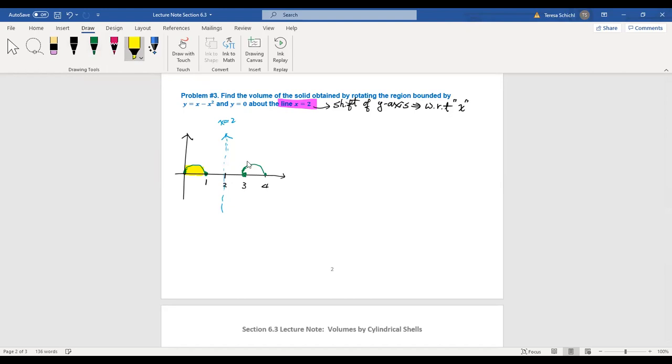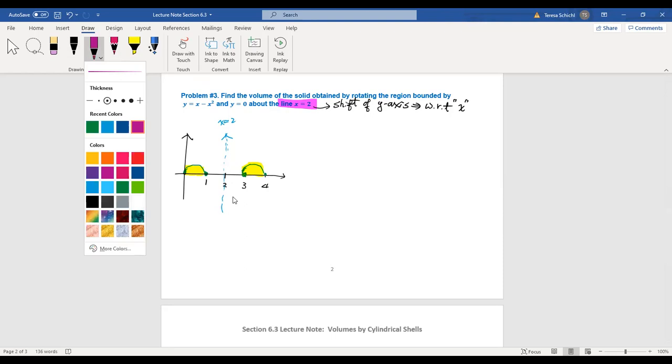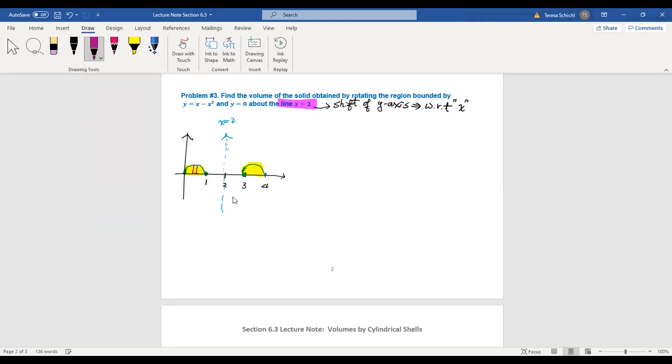And now I'm looking for the volume generated by rotating this yellow thing here. So now we're doing the shell method, which means I'm peeling off. Because it's with respect to y, even if I say x equals 2, really it's a shift of the y-axis, right? So this will be my little layer of the rectangular thing, a little cylindrical layer, I'm peeling off here.